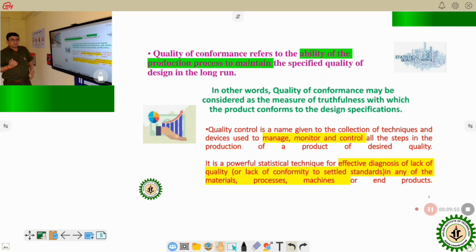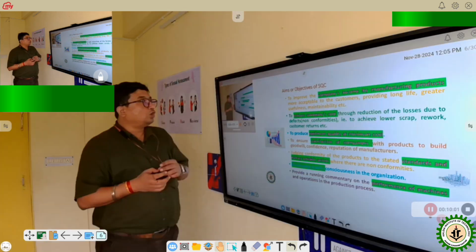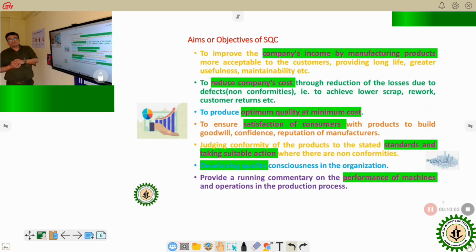So after going into the details of quality of design and quality of conformance, we will now go into the main objective of the subject.